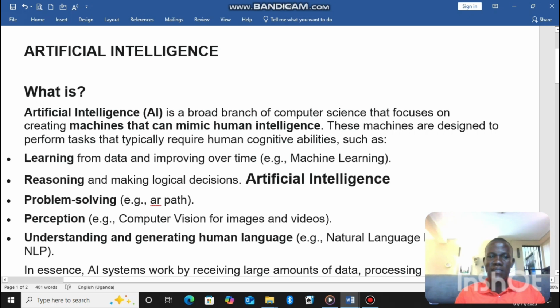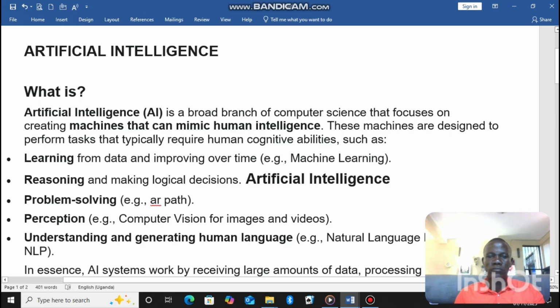What does it mean in this case? We are looking at machines that can be created that can reason just like human beings. That is briefly what we mean here. These machines are designed to perform different tasks that typically require human cognitive abilities, such as, number one, learning. It can help us learn from data and improve over time. As we do that, you find there is much improvement as we learn.